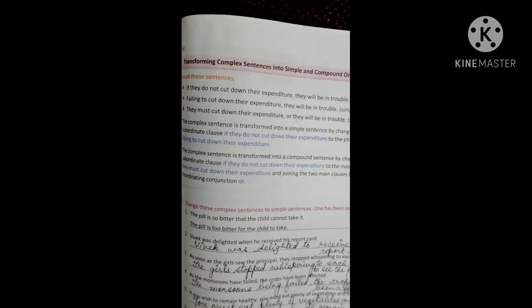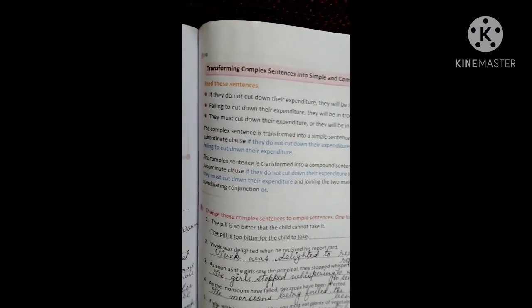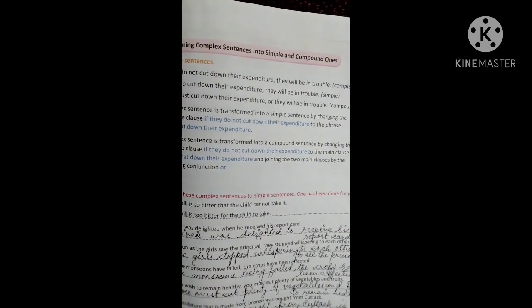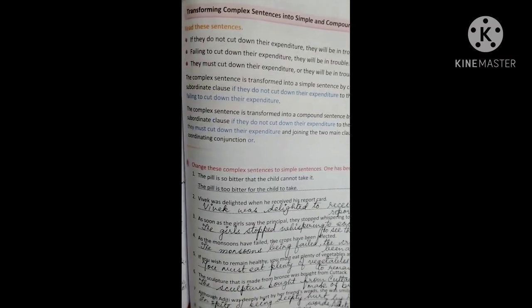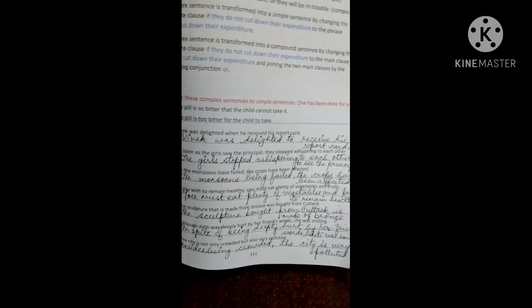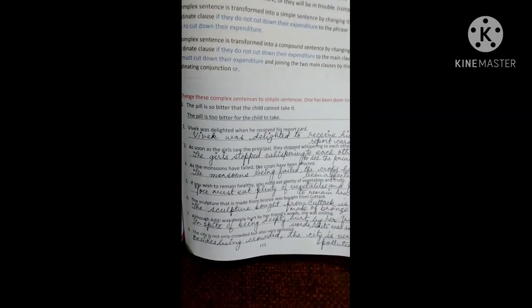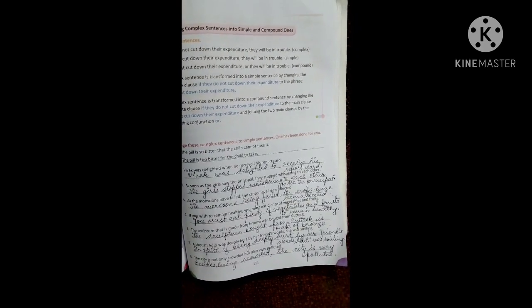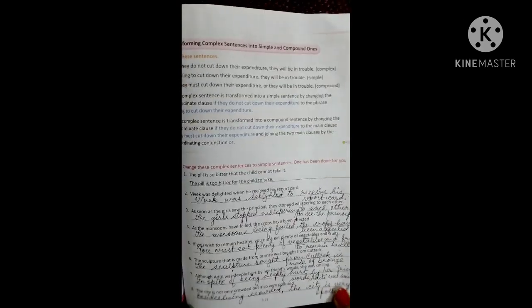Now, transforming complex sentences into simple and compound ones. The complex sentence is transformed into a simple sentence by changing the subordinate clause. The complex sentence is transformed into a compound sentence by changing the subordinate clause to the main clause and joining the two main clauses by the coordinating conjunction. Coordinating conjunction is very important in the case of a compound sentence. This is exercise I, page number 111, which is solved for you.